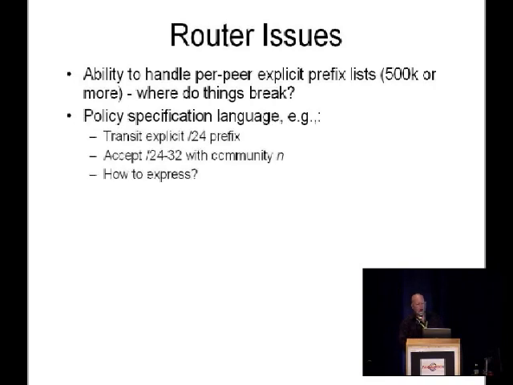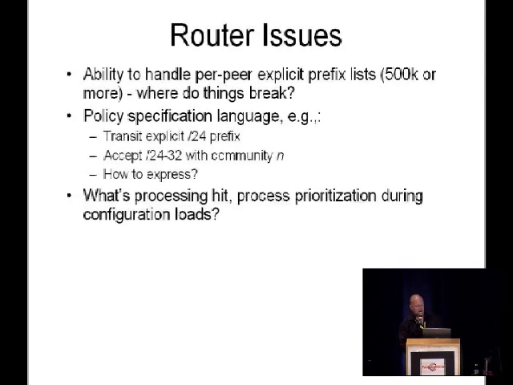So, policy language. If you're using things like black hole communities, do you have to define multiple sets of policies? So, for example, I'm going to transit these explicit prefixes and these prefixes only. And by the way, if there's a more specific prefix that exists with this community, it's going to black hole that route, but I don't want to transit it. So you've got to define 2 or 3 or 4 sets of overlapping policies. So how do you express that, and how is it actually implemented?